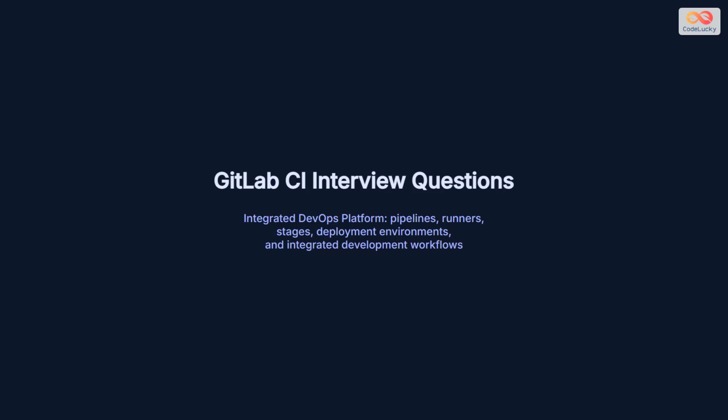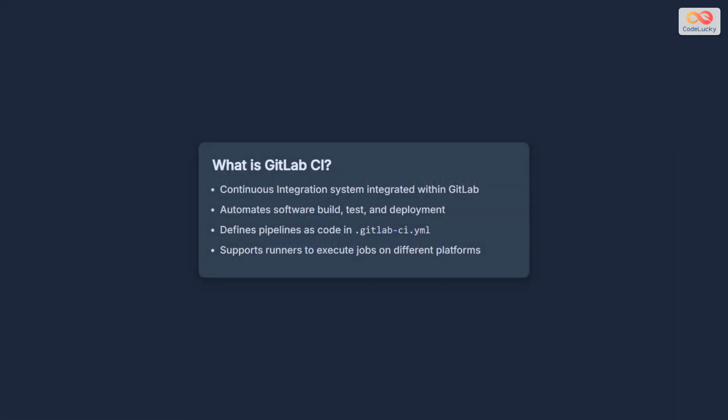code is released. GitLab CI is a continuous integration system that is fully integrated within the GitLab environment. It automates software builds, testing, and deployments to save time and reduce errors.